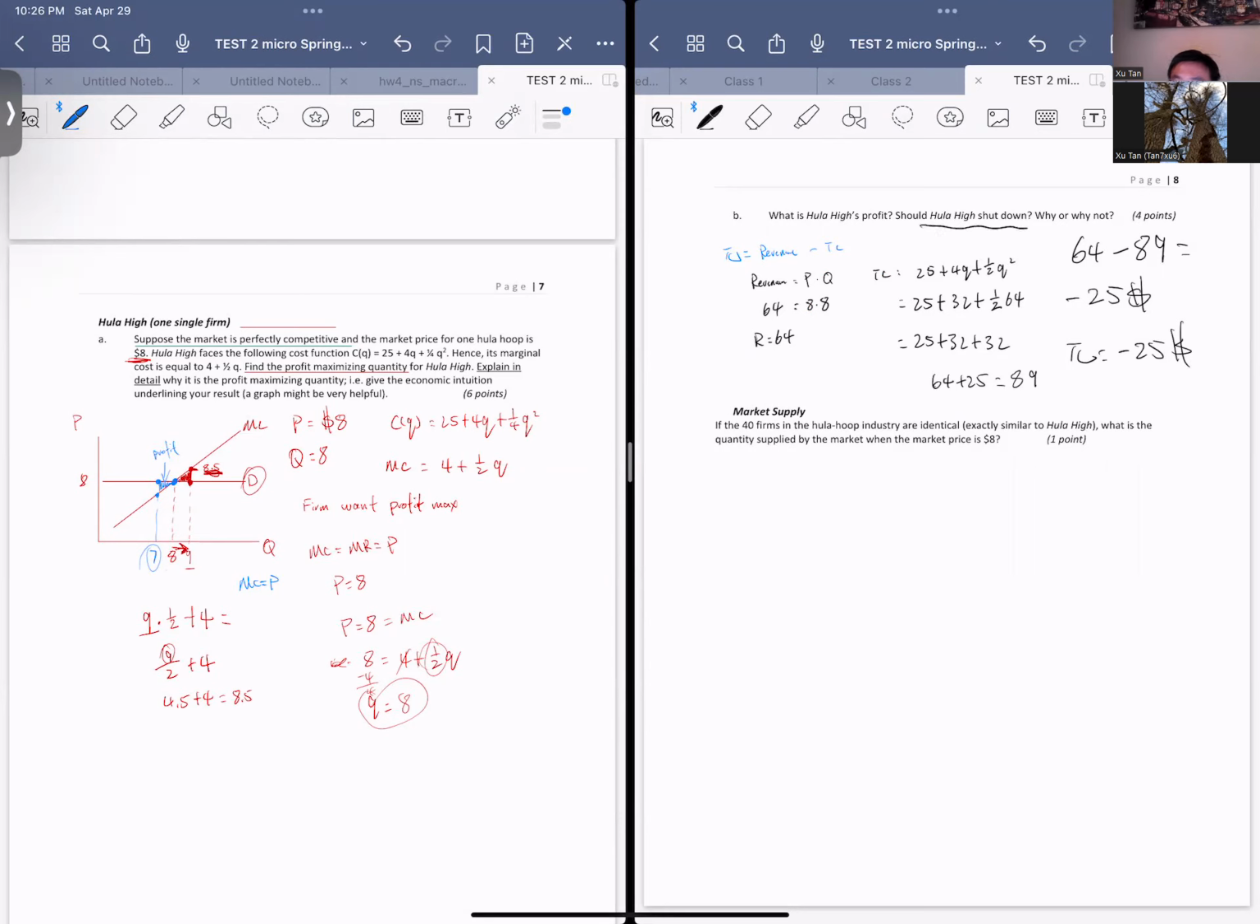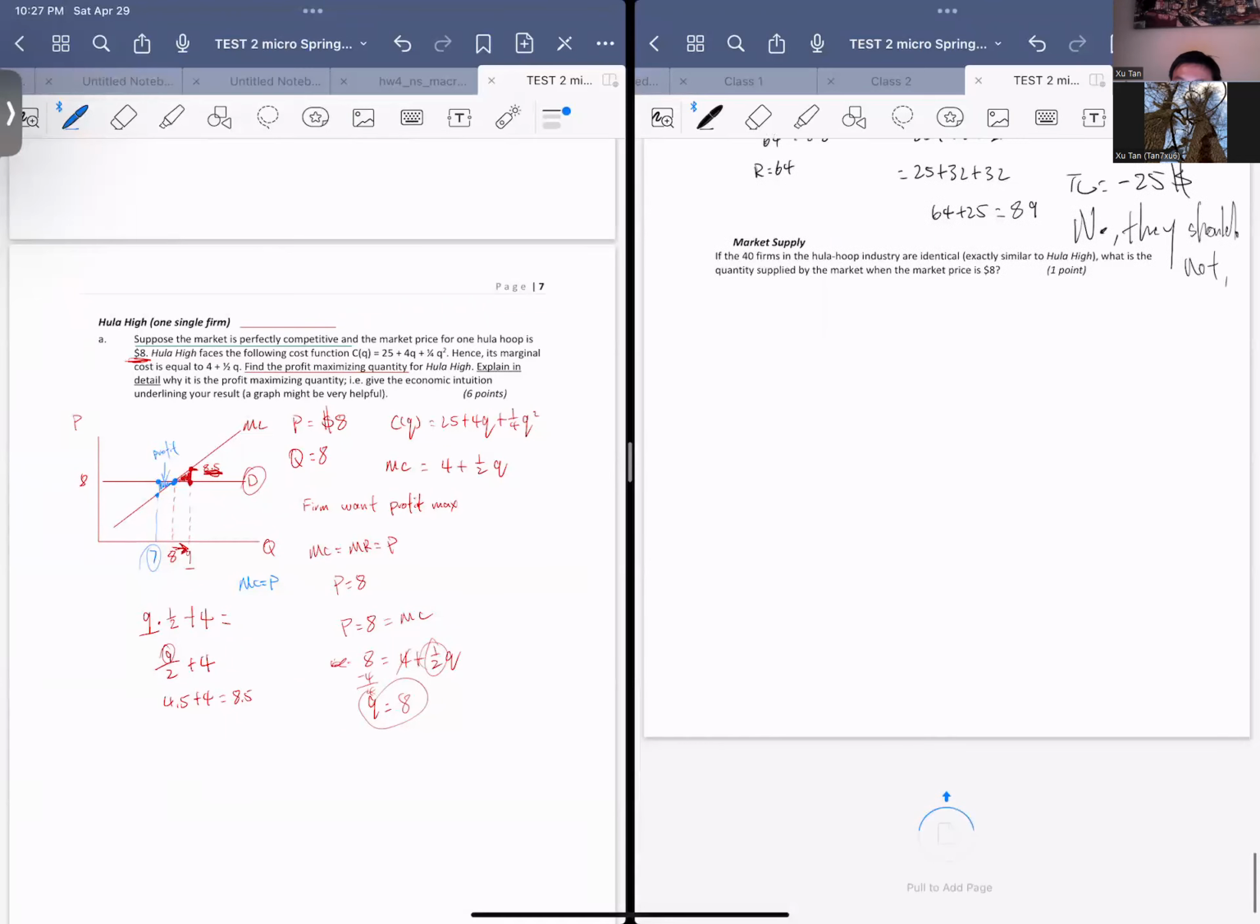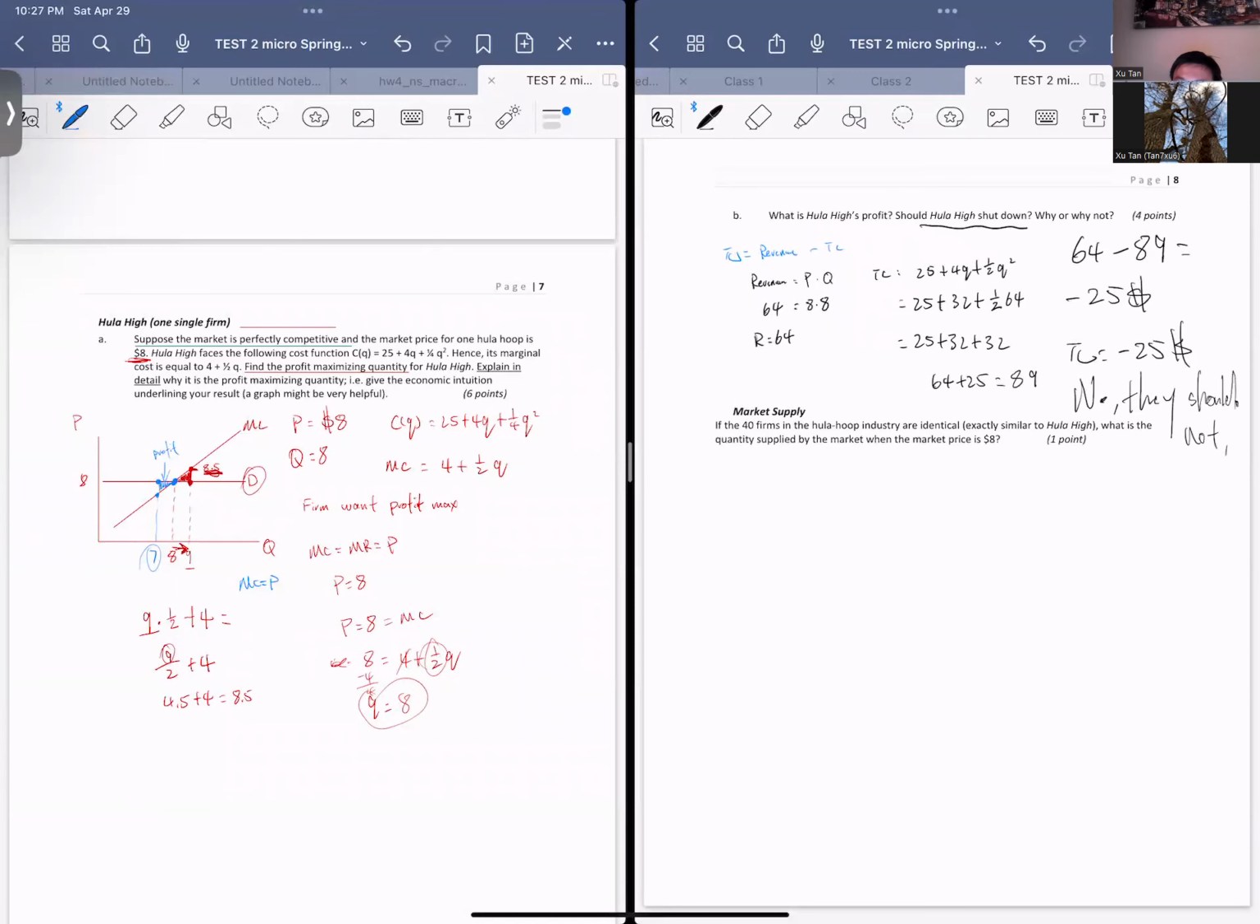Should they shut down? No, they should not. Because they're still making a positive contribution when it comes to covering the fixed cost, right? So how much money are they making?